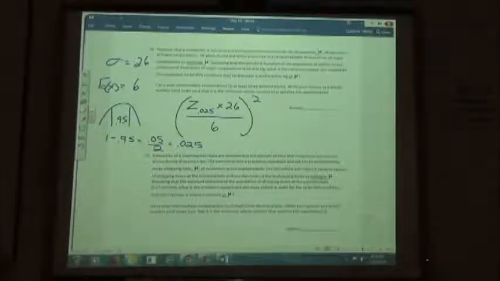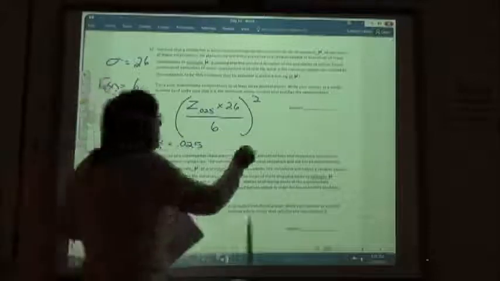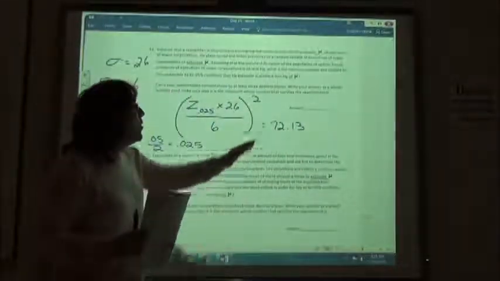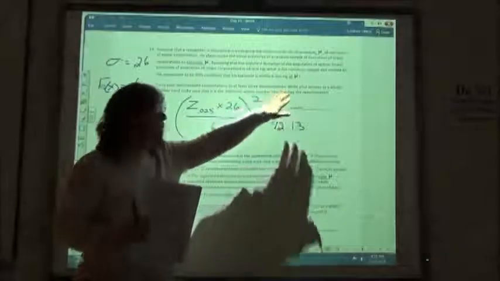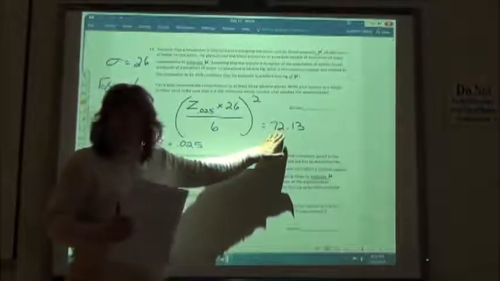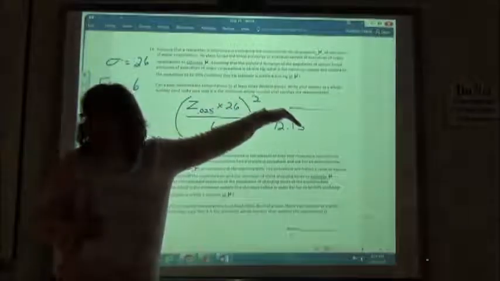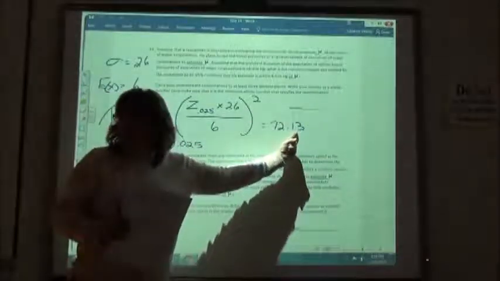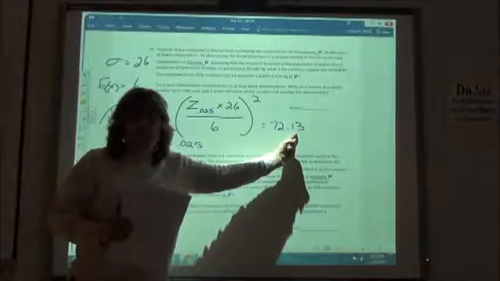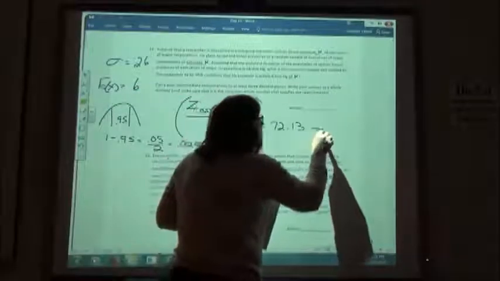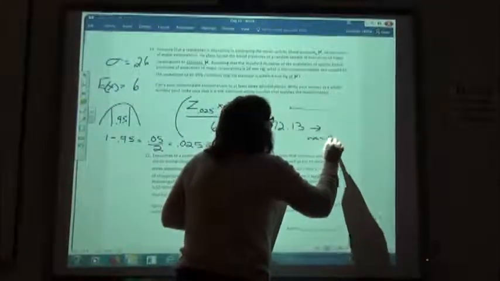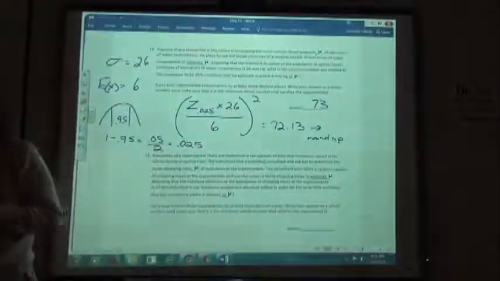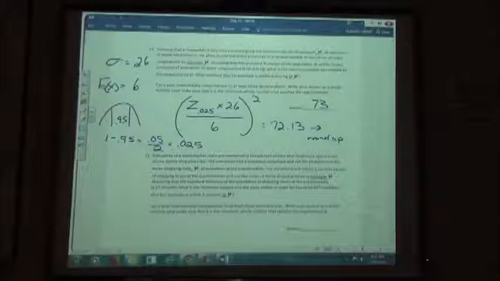Now, on these ones, when you do your calculation, you get 72.13. However, you want the minimum number of people. I always have to round these ones up to the next bigger number. If I only do 72, I'm not going to have enough because I need 72.13, so I'm always going to round up and say, oh, I have to survey at least 73 people then. Okay?